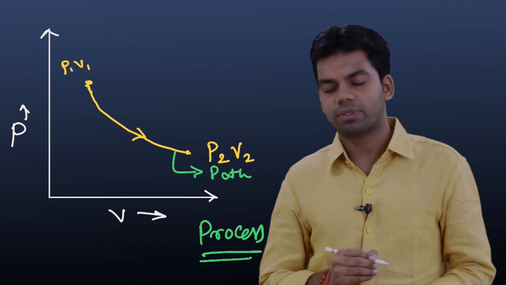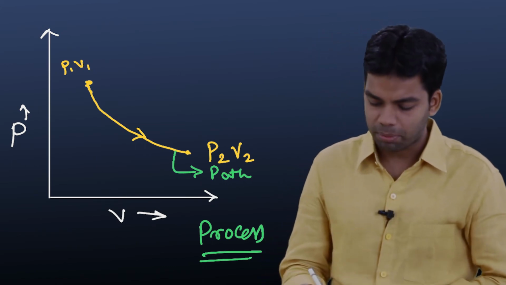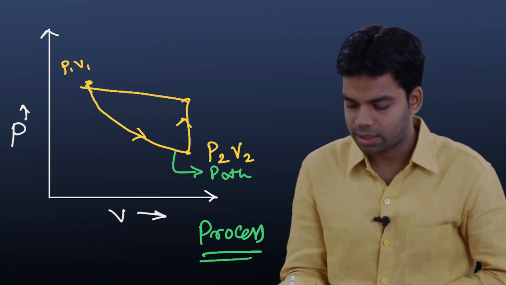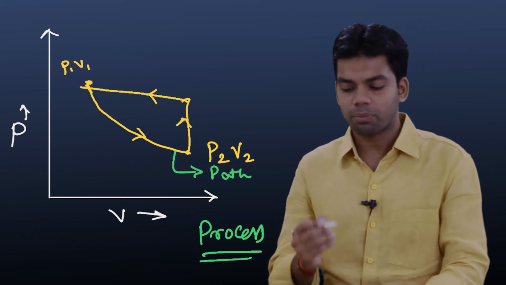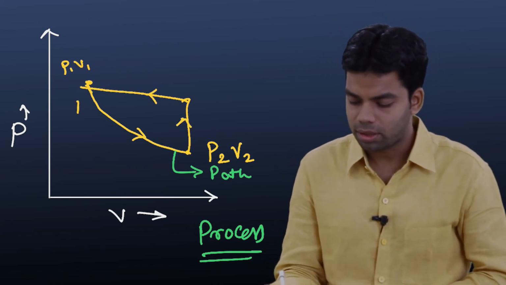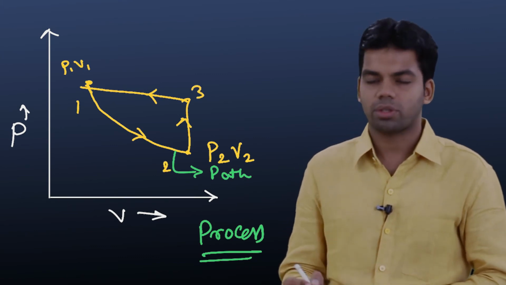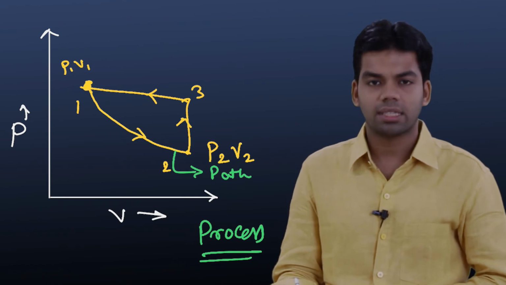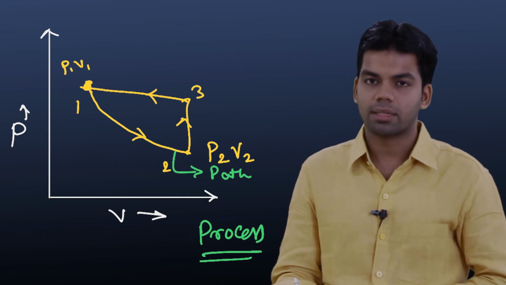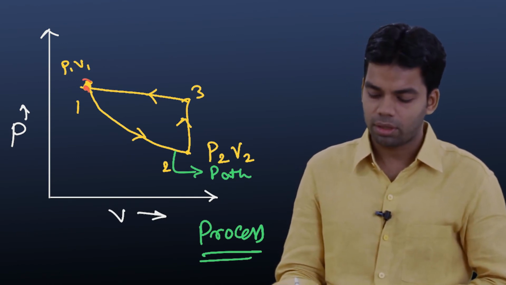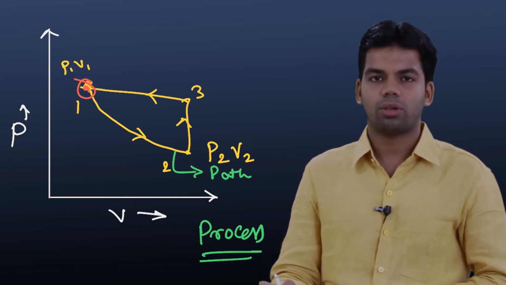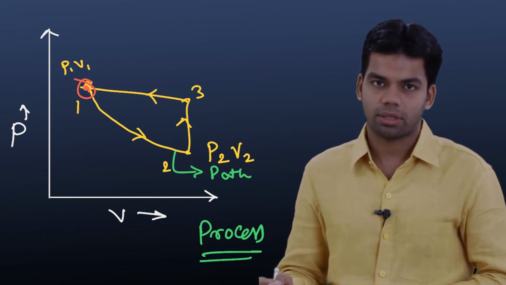Okay, and what is the cyclic process? If the system is passing through a number of states, suppose the system is passing through three different processes, okay, this is 1, 2 and 3, different processes the system is passing through, such that the final point of the last process is the same as the initial point of the first process. Then we can say that the system is said to have the cyclic process.